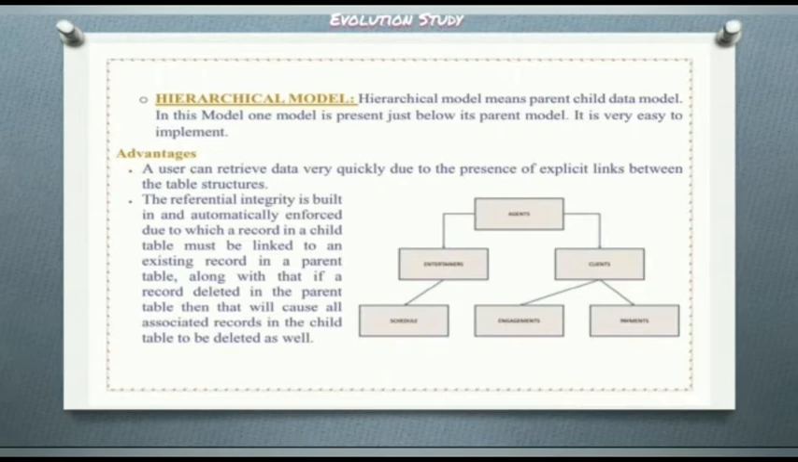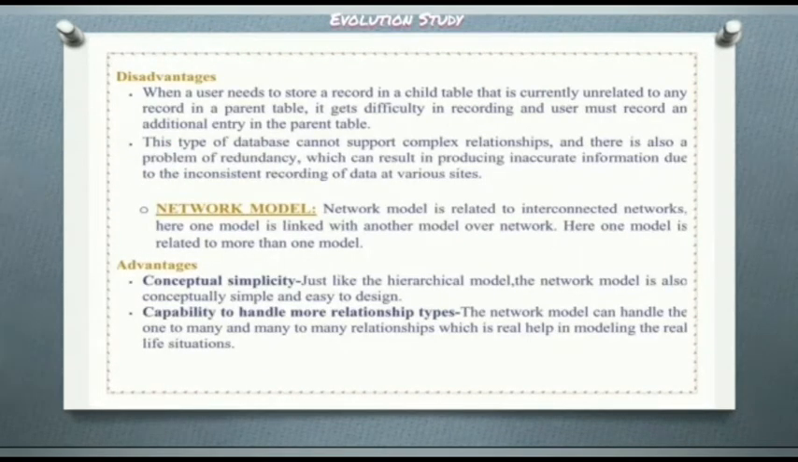As you can see, a flowchart of the hierarchical data is given here on the right-hand side. Disadvantages: when a user needs to store a record in a child table that is currently unrelated to any record in a parent table, it becomes difficult to record, and the user must record an additional entry in the parent table. This type of database cannot support complex relationships, and there is also a problem of redundancy, which can result in producing inaccurate information due to the inconsistent recording of data at various sites.